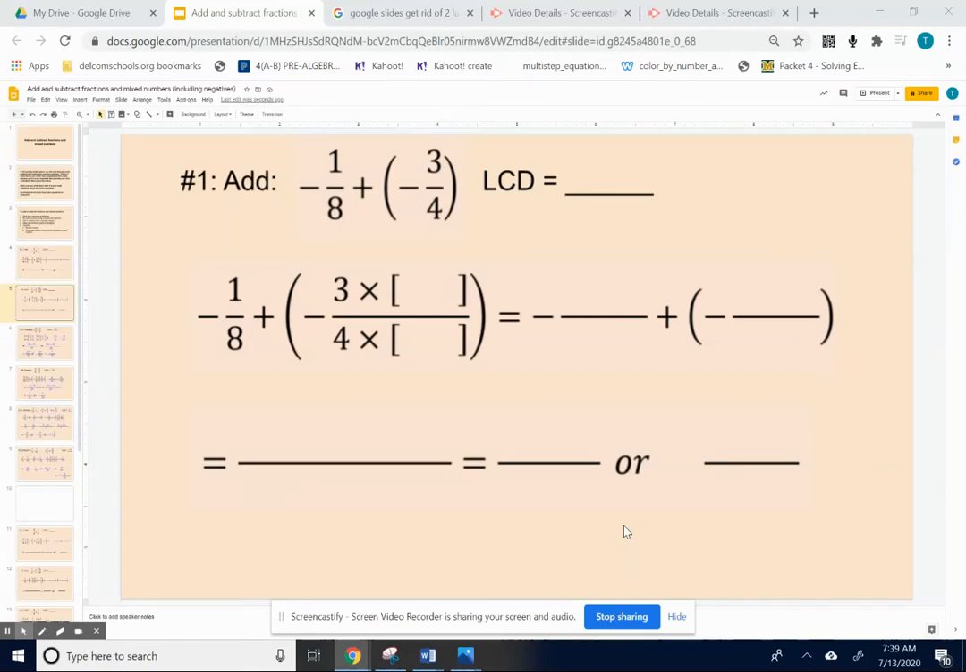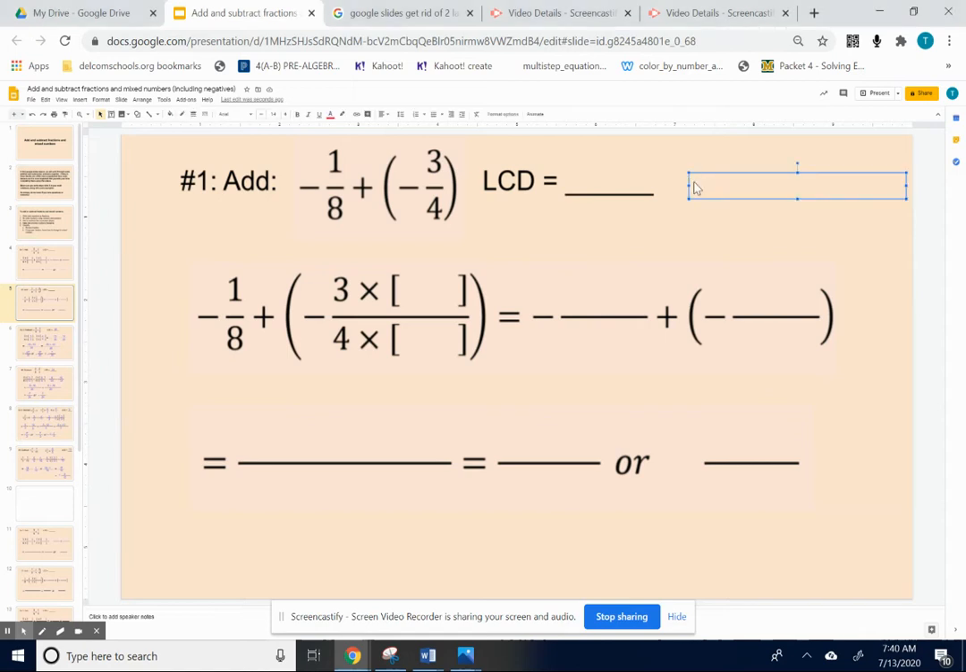Okay, number 1, we're adding negative 1/8 plus negative 3/4. Okay, first thing you want to do is to come up with the least common denominator. Okay, so did you get 8? Okay, if you multiplied the 8 and the 4 together to give you 32, that would be a common denominator, but it wouldn't be the smallest, and it would make this problem a little bit harder to do.